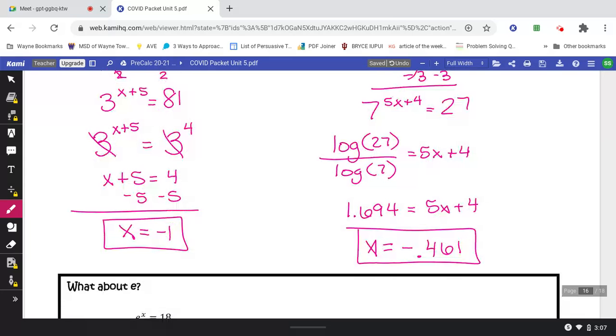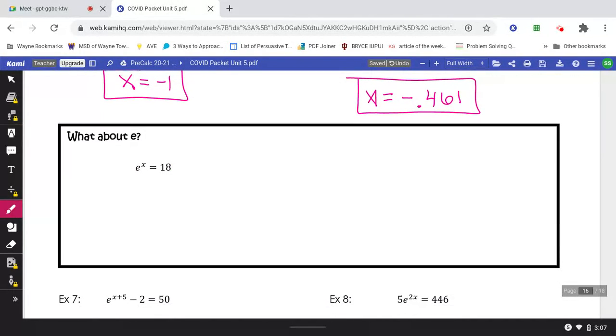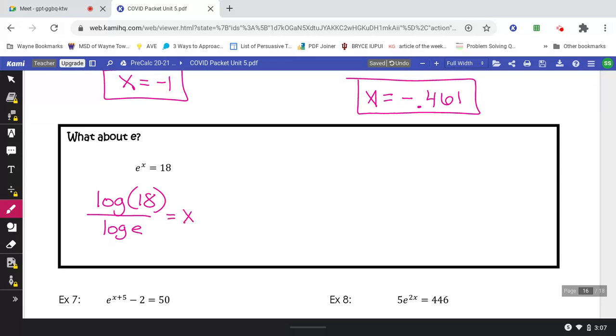All right, we've got some special cases here. What about e? If you have e to the x equals 18, there's no way you can get e and 18 to be the same base. So what you'll do is type it into your calculator as the log of 18 divided by the log of e. Now, the log of e is actually the ln button. So the log of 18 divided by log of e, you could just instead type it in as ln of 18.